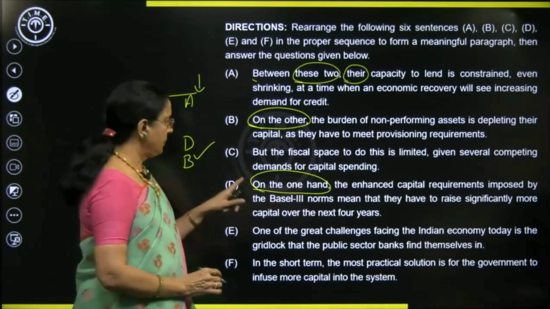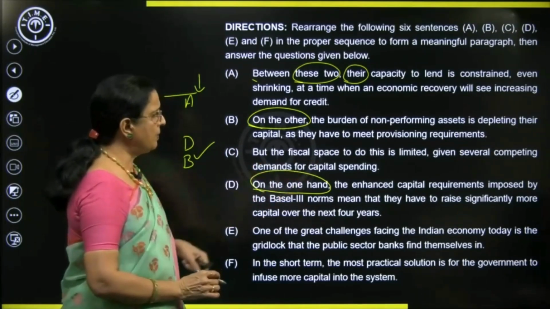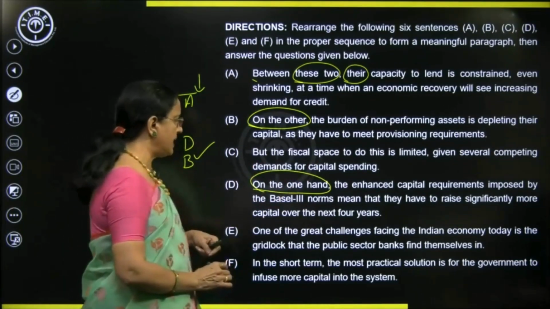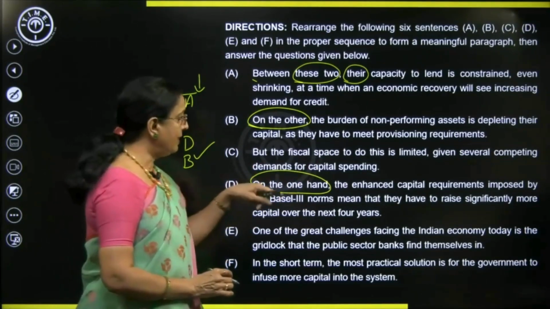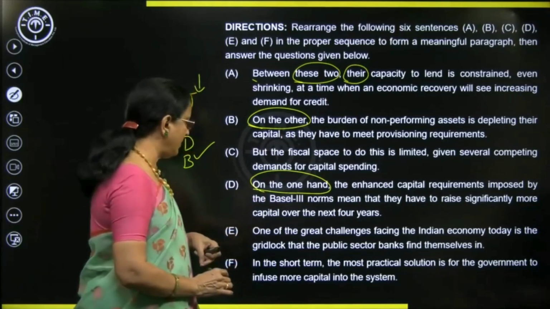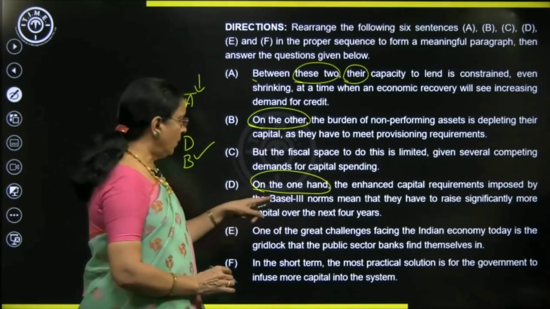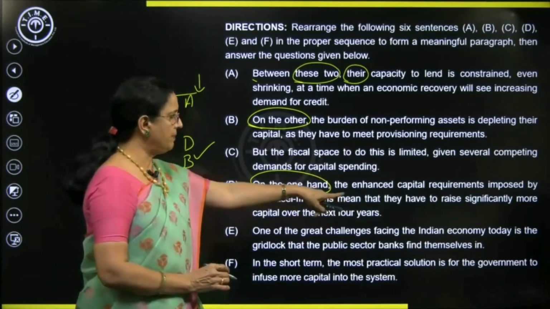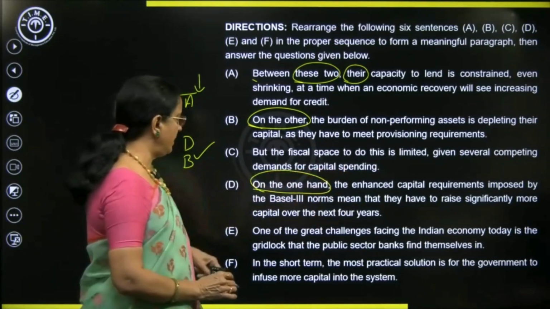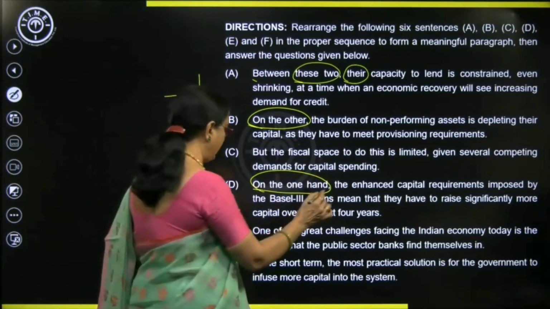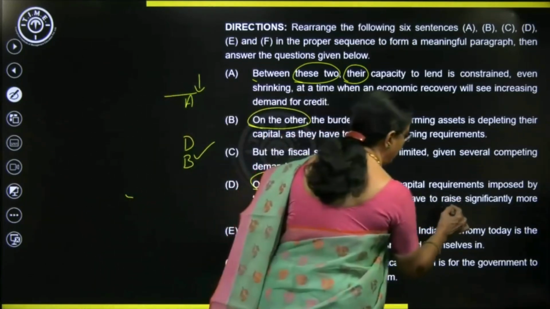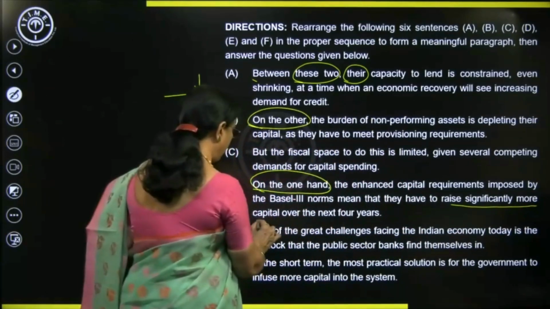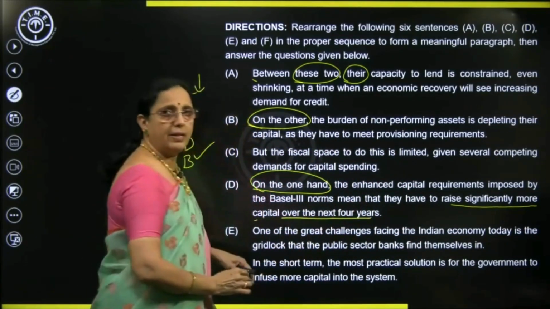Now, let us see. On the one hand, the enhanced capital requirements imposed by the Basel III norms mean that they have to raise significantly more capital over the next 4 years. Fine. On one hand, this is happening. All right. Enhanced capital requirements, they have to raise significantly more capital, right? Raise more capital over the next 4 years. All right, this is happening.